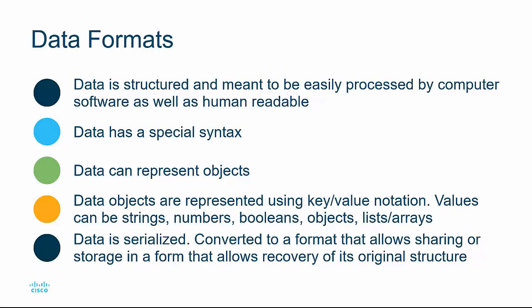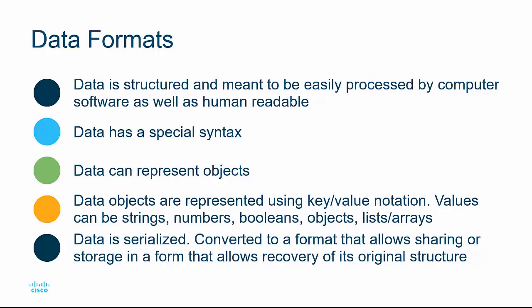The data formats we'll be looking at all have similar characteristics. The data is structured and meant to be easily processed by computer software, as well as being readable to the human eye. The data has a special syntax. The data can represent objects, similar to JavaScript objects or programmable objects. The data objects are represented using key value notation or name value notation. Data objects' values can be strings, numbers, booleans. An object can contain another object or a list and array.